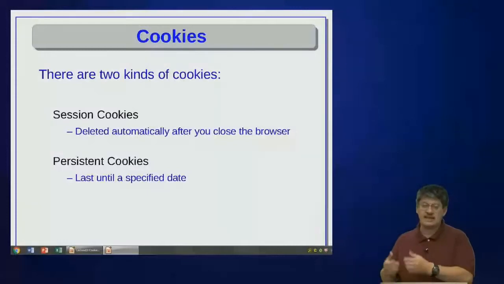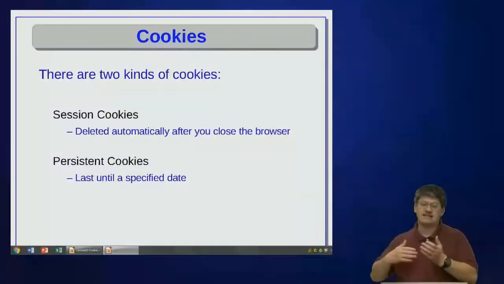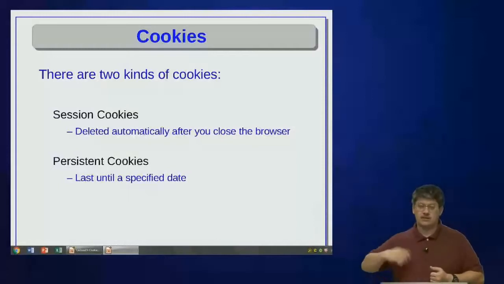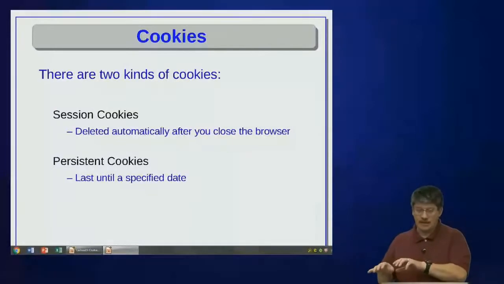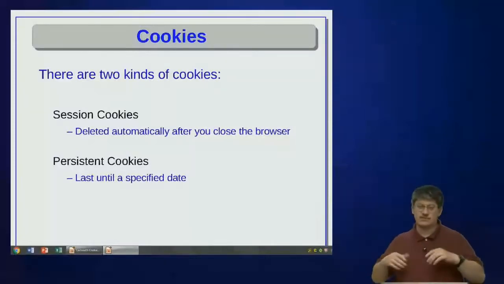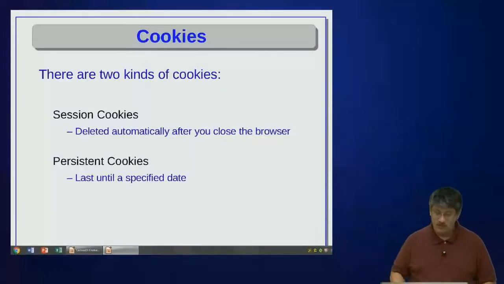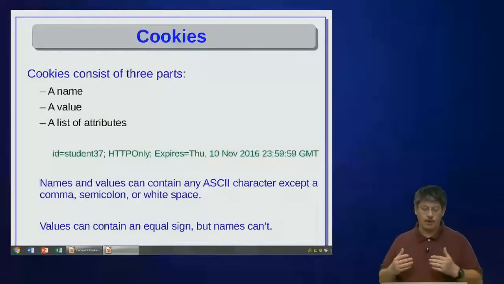So session cookies are usually used for logins. If I log in, I get a session ID, and as long as I haven't closed the browser, I can still interact with that website. When I close the browser and open it again, I have to log back in. Persistent cookies are used for other things, like configuration settings for the interface, or maybe for a shopping cart. I don't necessarily want to lose all the things I put in my shopping cart when I close the browser.